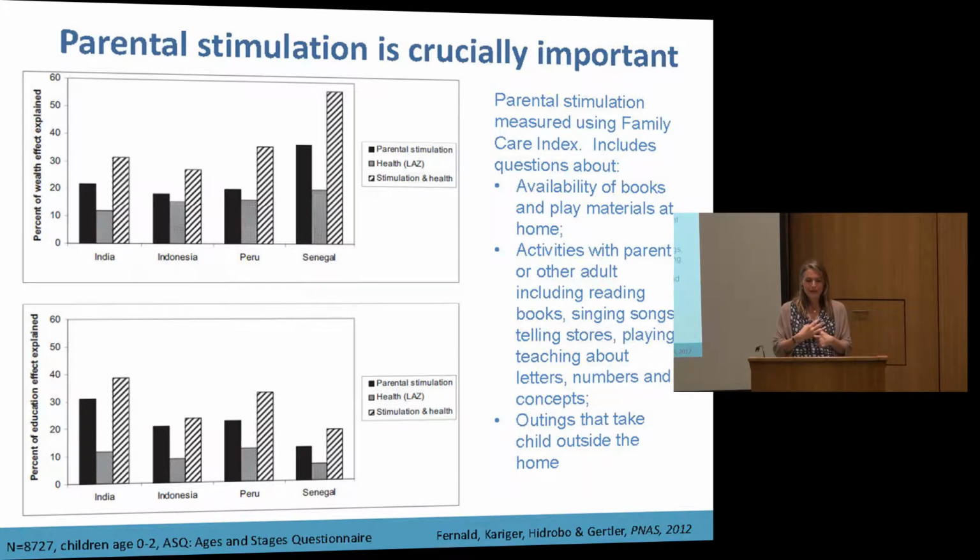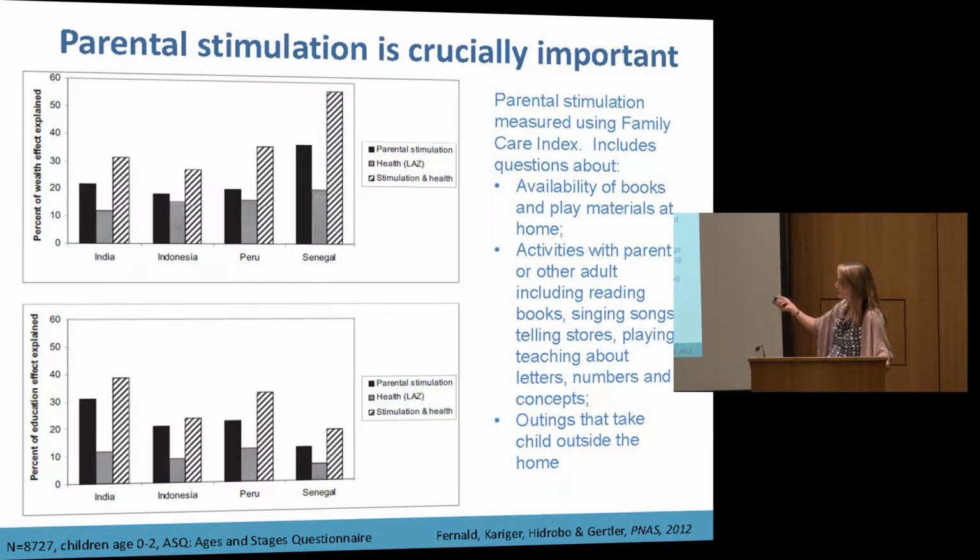And what we found was that we're explaining up to 20, I would say 22 or 3% of the wealth effect is explained by parental stimulation, whereas only 12% is explained by health. And we're using length for age as a proxy for health because it's kind of a cumulative status of well-being. If you combine both of them, you can explain up to 35% of the wealth effect.